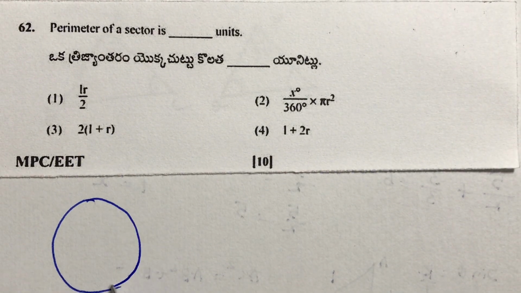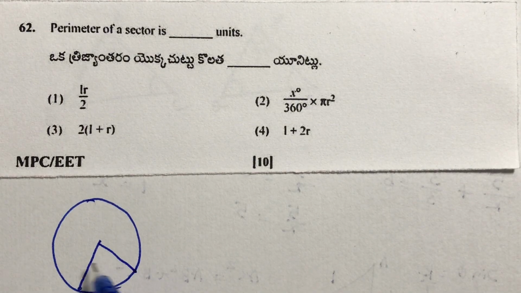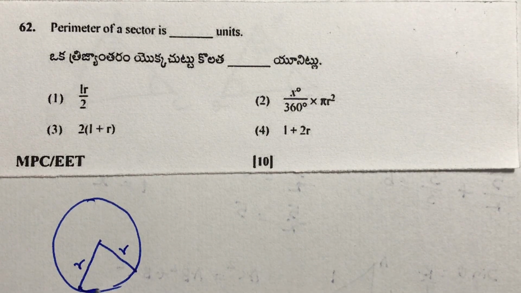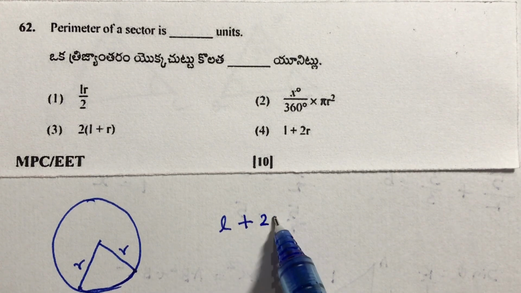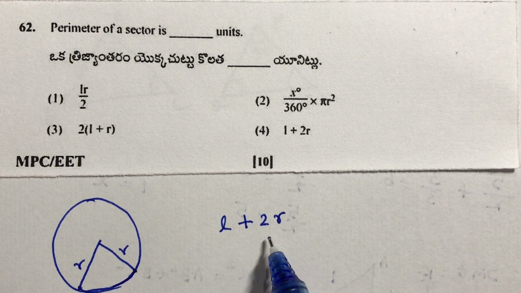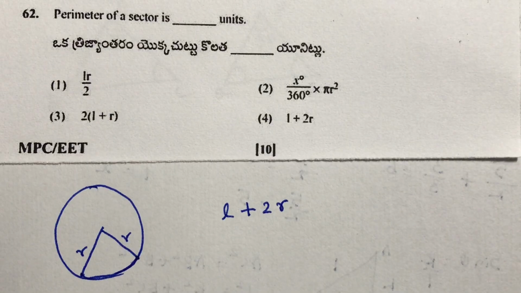Perimeter of a sector. Suppose this is a sector with radius r, and this is the length of an arc. So length of an arc plus 2r, L plus 2r. So the correct option will be 4.